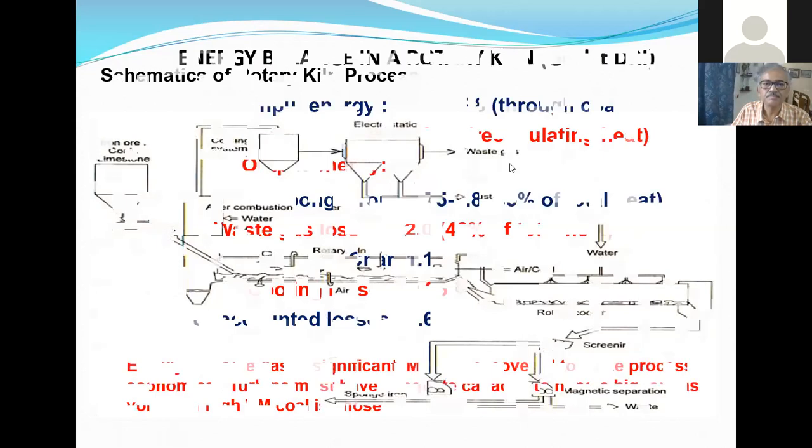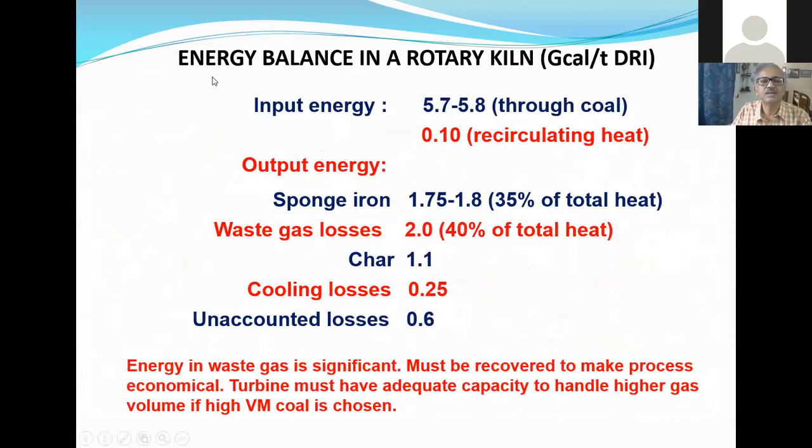Okay. So if you just look at the energy balance of the rotary kiln, all the units are gigacalorie per ton of DRI. You can see the input energy is around 5.7 to 5.8, and this comes through the coal. And recirculating heat is around 0.1. This is the waste gas recirculation for preheating and all these things. So the majority is coming through the coal, 5.7 to 5.8.